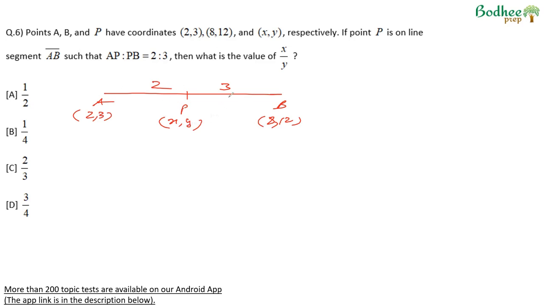So basically P divides AB in the ratio m is to n, or 2 is to 3, and therefore x will be nothing but m into x2, 2 into 8, plus n into x1 upon m plus n.